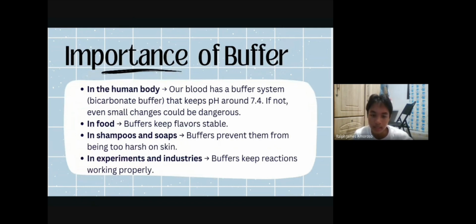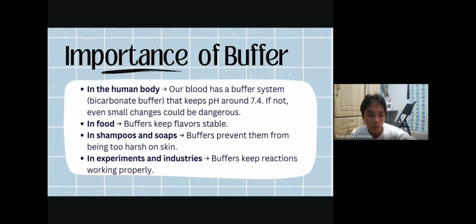In the human body, our blood has a buffer system, the bicarbonate buffer, that keeps pH around 7.4. If not, even small changes could be dangerous. So nakita niyo po dito na ang dugo po natin ay may pH na around 7.4. Di ba yung neutral po ay around 7. So yun, nakikita po natin na balanse po talaga yung dugo po natin.